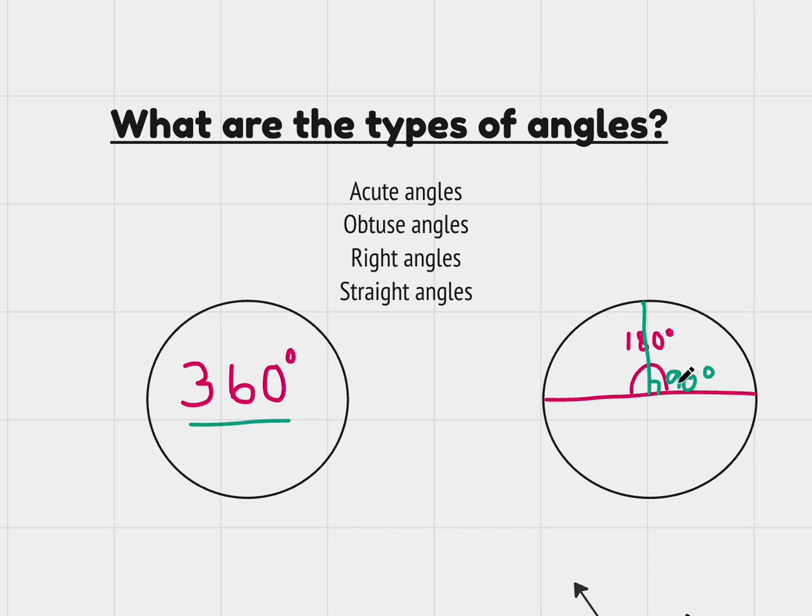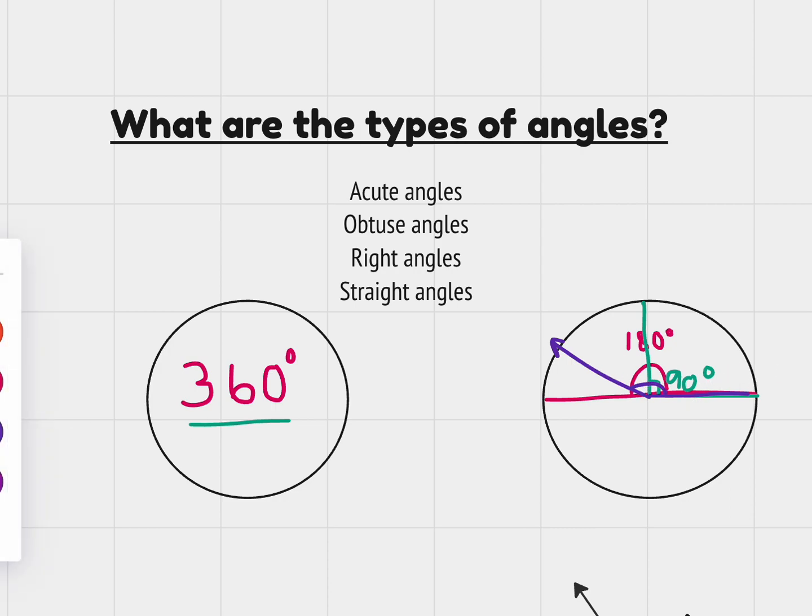Or we can split it up a little bit more. I'm going to use another color. We can split it up a little bit more than a 90-degree angle, like that, to get an obtuse angle. An obtuse angle is anything more than 90 degrees but less than 180 degrees, because if it was 180 degrees, it would be a straight angle.